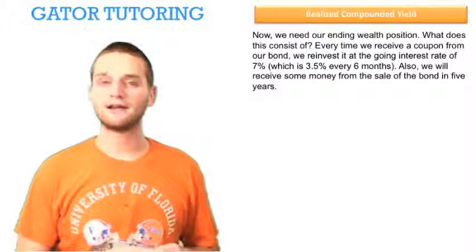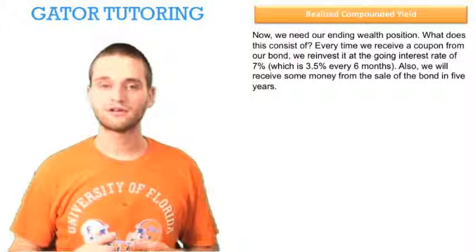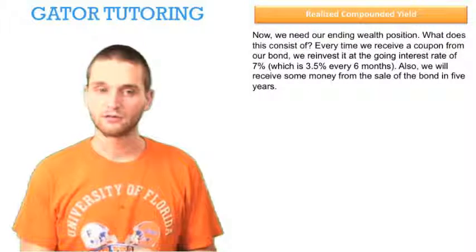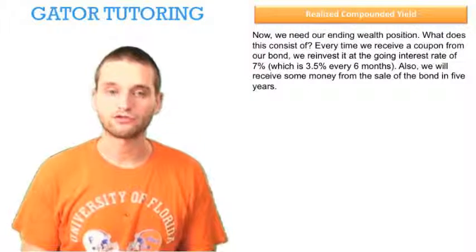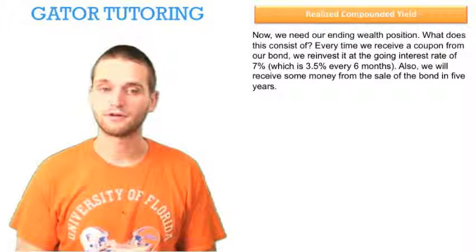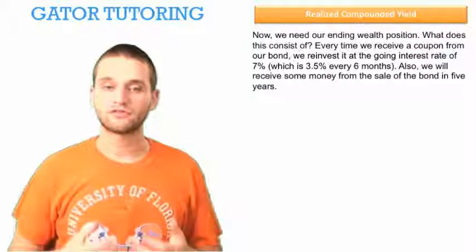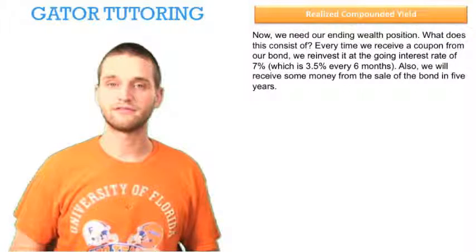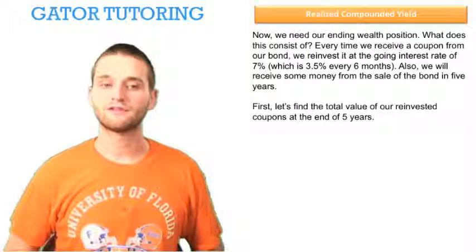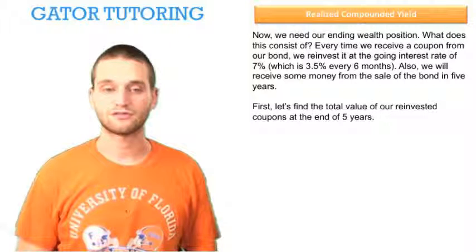Now we need our ending wealth position. What does this consist of? Well, every time we receive a coupon from the bond, we reinvest it at the going interest rate of 7%, which is 3.5% every 6 months. Also, we will receive some money from the sale of the bond in 5 years. First, let's find the total value of our reinvested coupons at the end of 5 years.